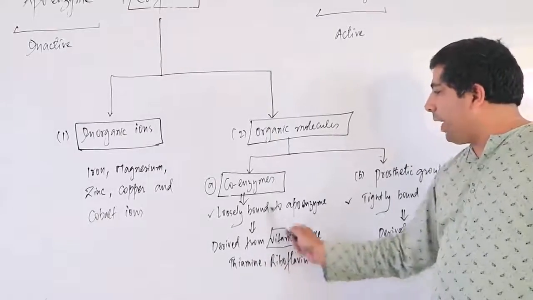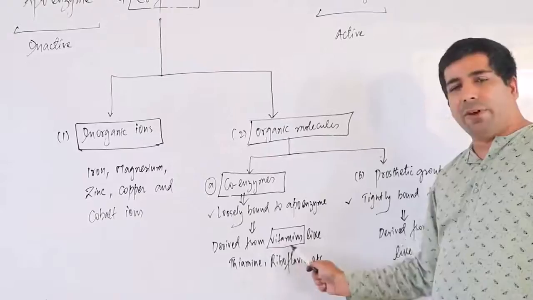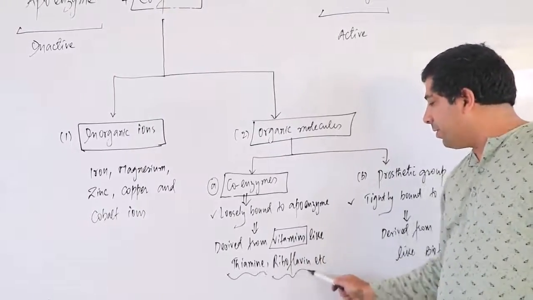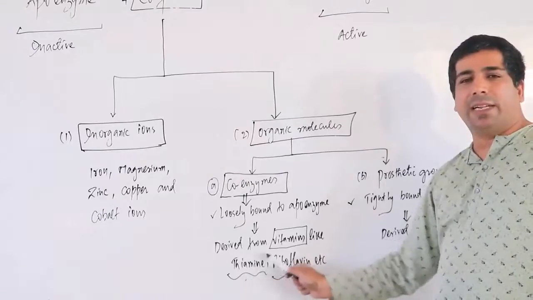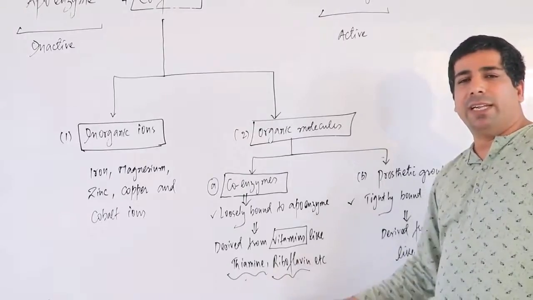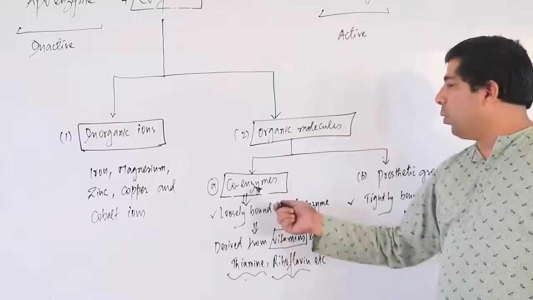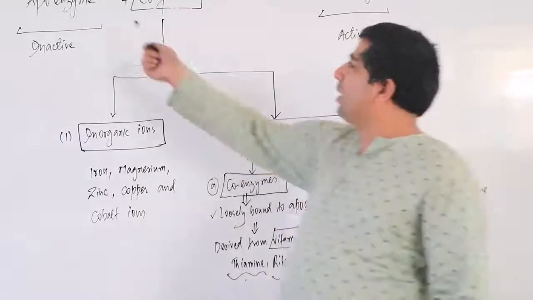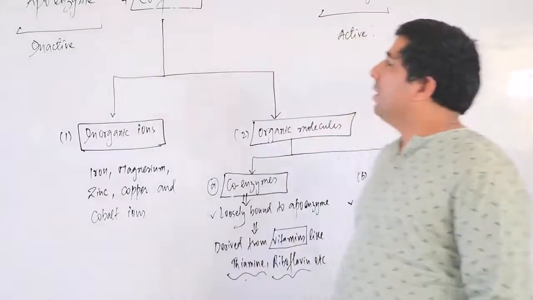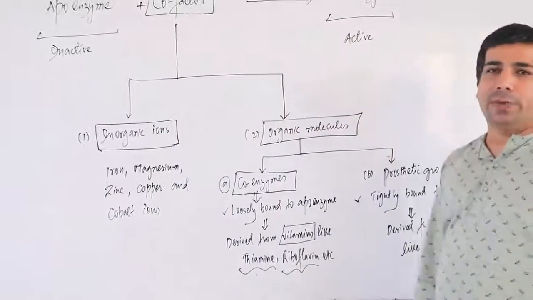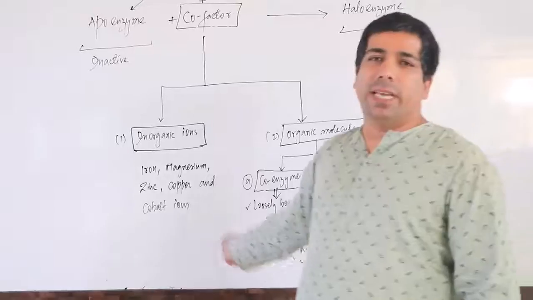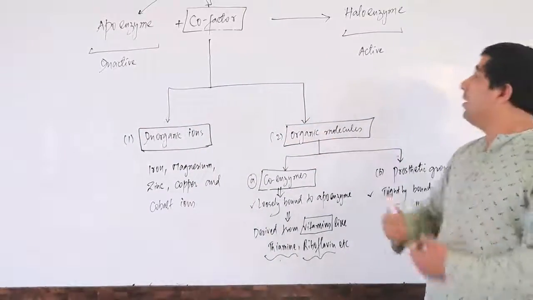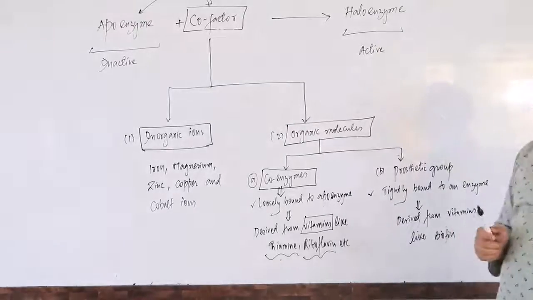That means these coenzymes can be derived from the vitamins like thiamine and riboflavin. So from thiamine and riboflavin, we can derive the coenzymes, and those coenzymes are loosely bound to the apoenzyme. Okay, so there is a loose interaction between coenzyme and apoenzyme, and when they interact, they form the holoenzyme.